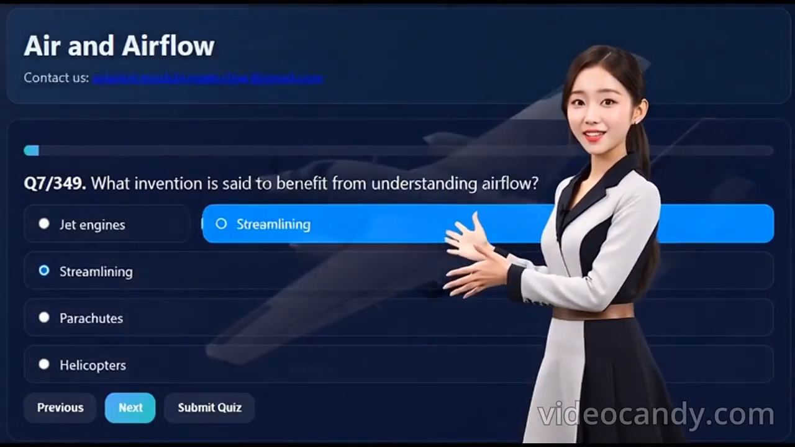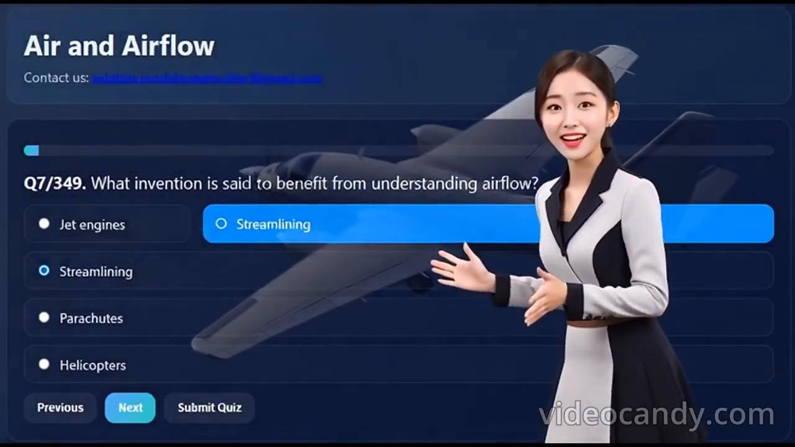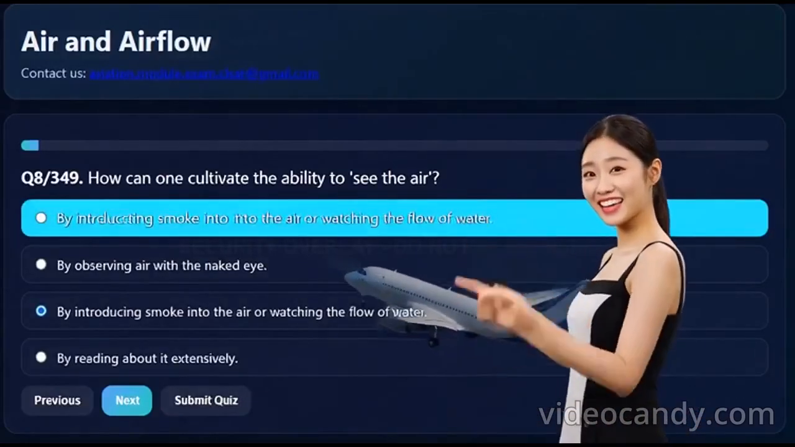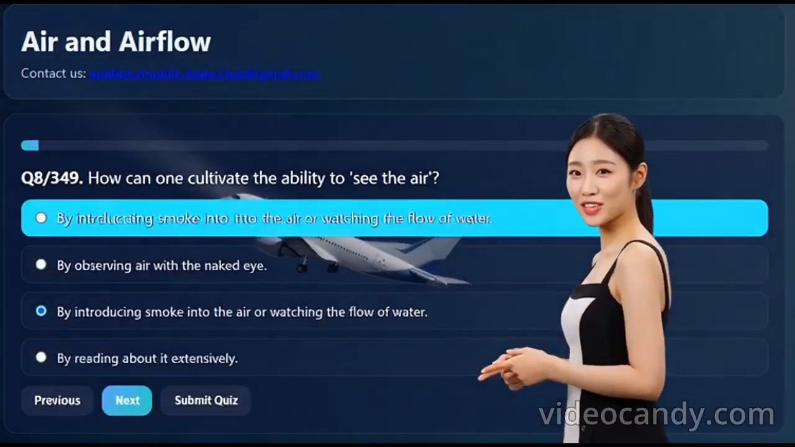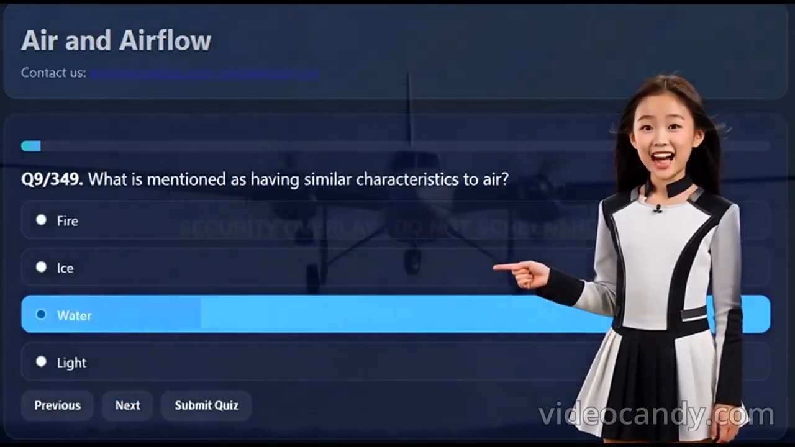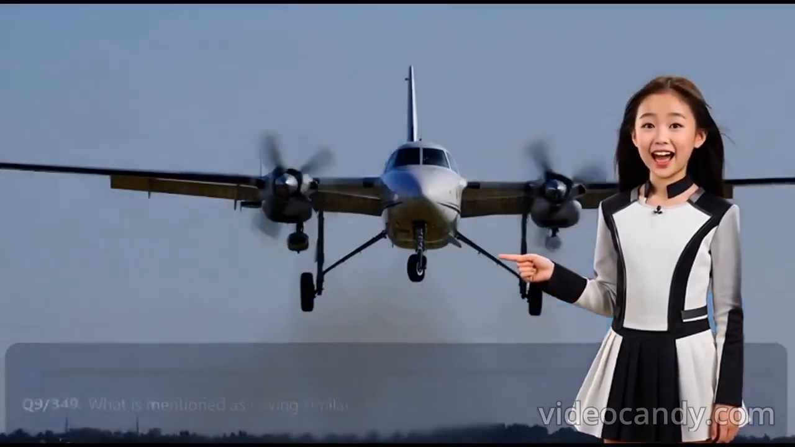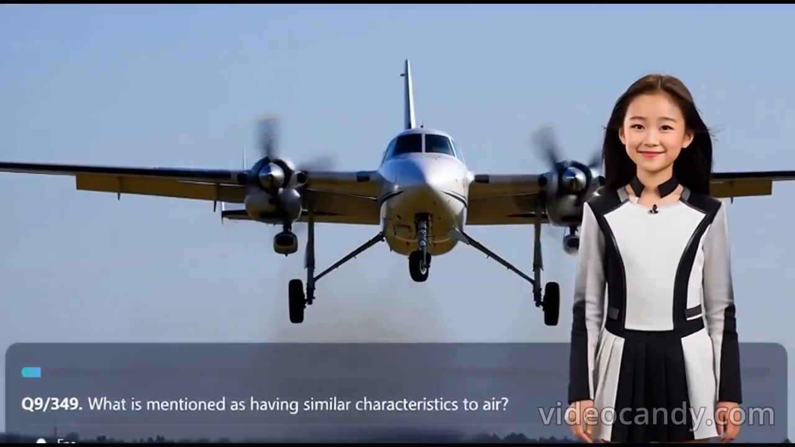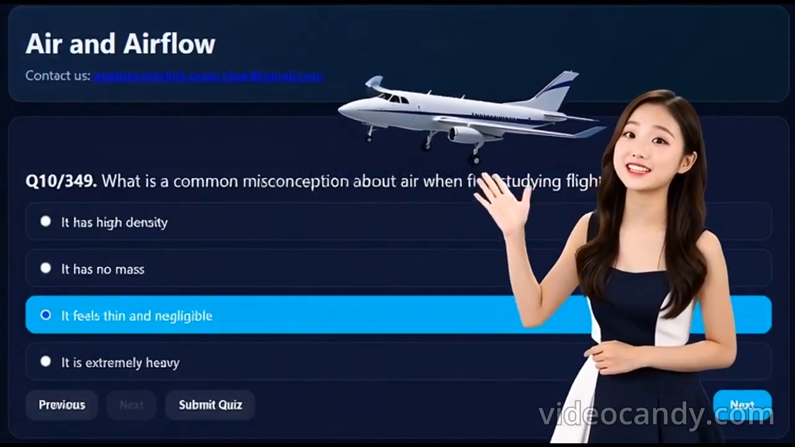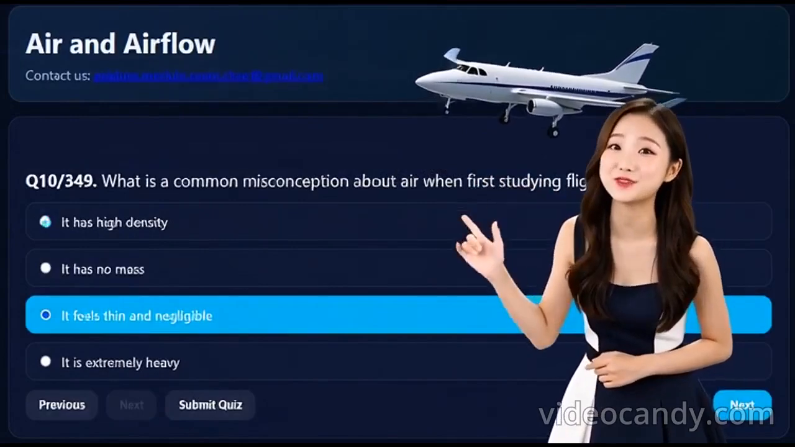What invention is said to benefit from understanding airflow? Streamlining. How can one cultivate the ability to see the air? By introducing smoke into the air or watching the flow of water. What is mentioned as having similar characteristics to air? Water. What is a common misconception about air when first studying flight? It feels thin and negligible.